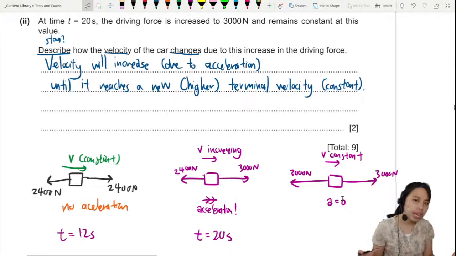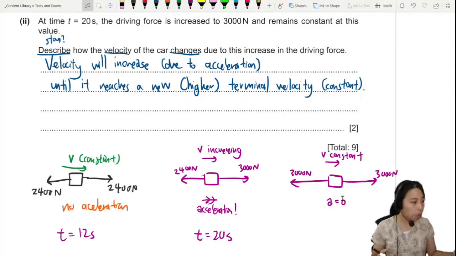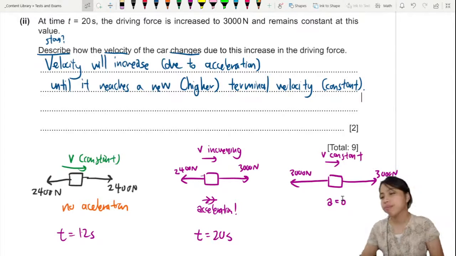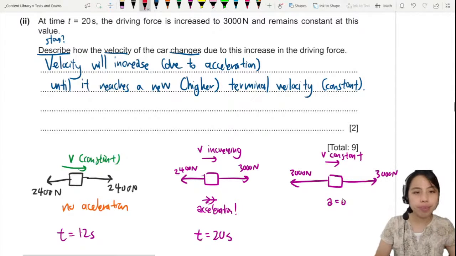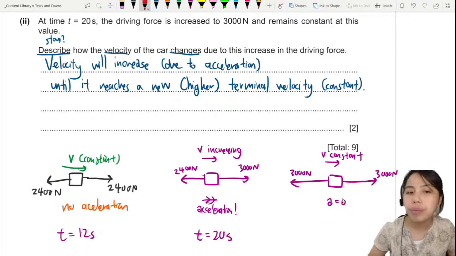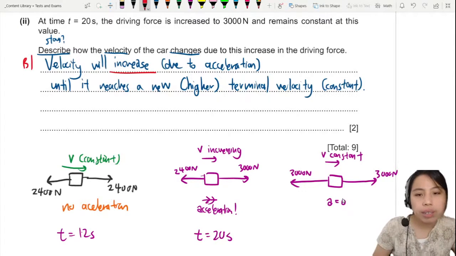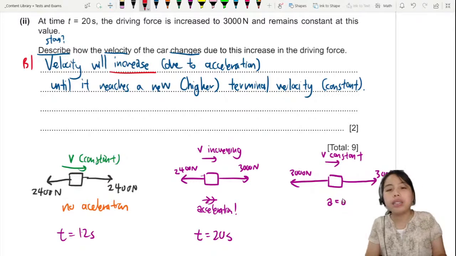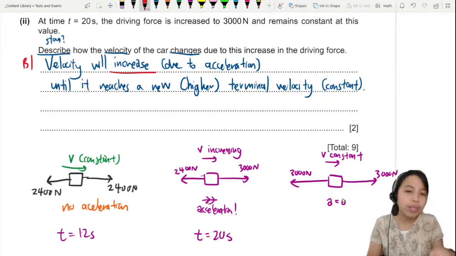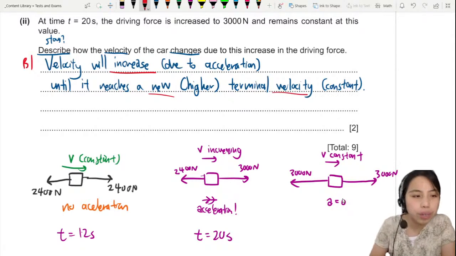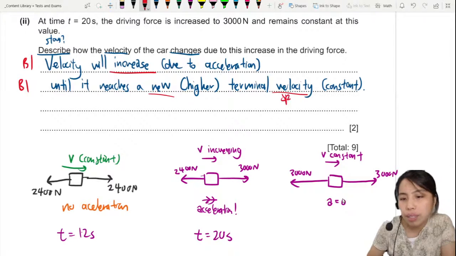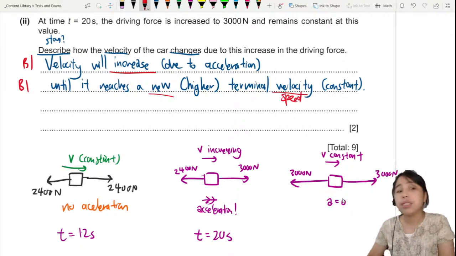So if you can draw this diagram and tell a story based on the diagram and draw a graph, that would be great. It helps you understand kinematics. Okay, so if you mention increase, that's a mark. Increase until you reach another terminal velocity or constant velocity or another speed. You can check the marking scheme for different ways of saying this. Except if you use the word speed, then that's the other second mark.